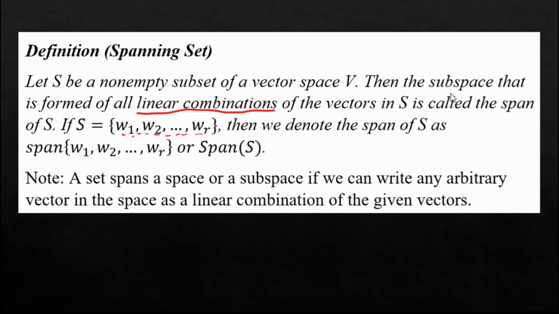Now, if you've thought that linear combination has something to do with all of this, you're exactly right. A set spans a space or a subspace if we can write any arbitrary vector, and that's the key, any arbitrary vector in the space as a linear combination of the given vectors. So that is our goal. I'm going to go the long way for the first problem, but then after that I will just work the problem with the shortcut. The long version is so that you can see everything that's going on, and after you get it, you don't have to do all that, but you understand.